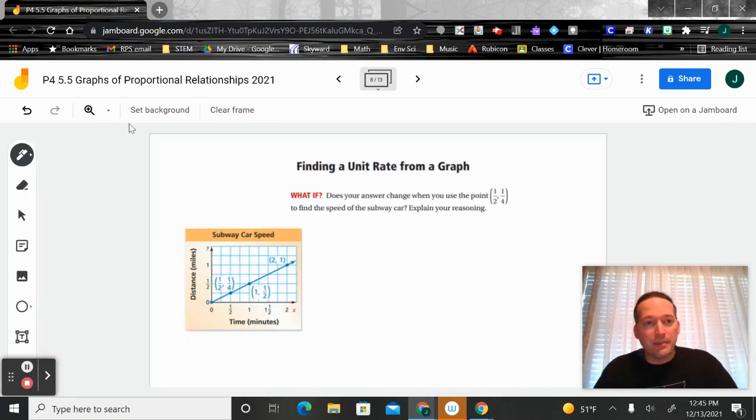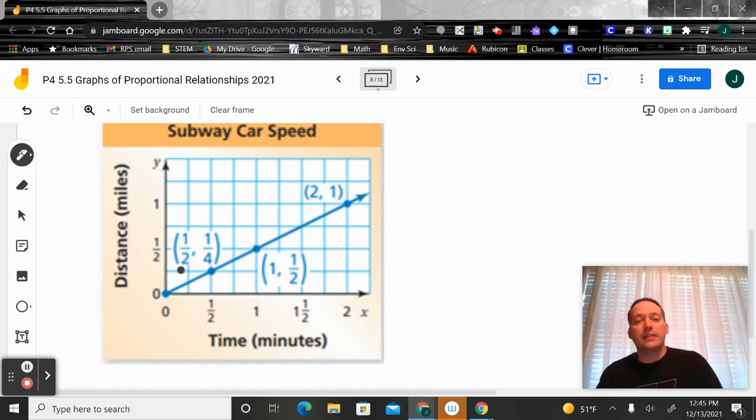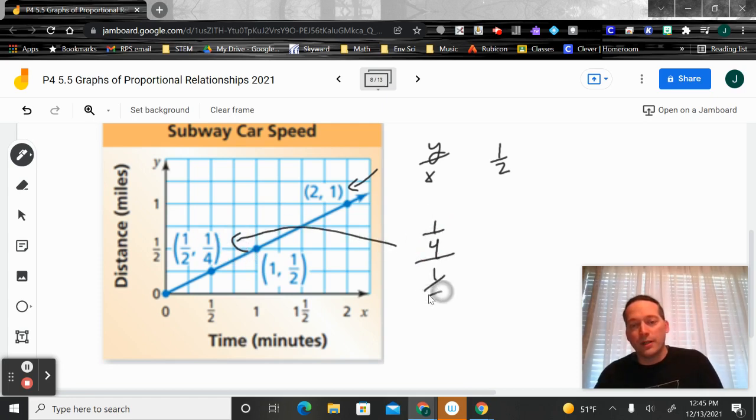Now, I had mentioned, does it matter if I choose the points? And I had said no, because every time here, I'm going to get the same thing. So let me choose this point right here. Y over x is going to be 1 over 2. Okay. So 1 over 2, okay, 1 mile in 2 minutes simplifies down to 1/2 mile per minute. I get the same thing. If I were to do this one, I'm going to get 1/4 over 1/2. Well, multiply both by 2, and what do I get?